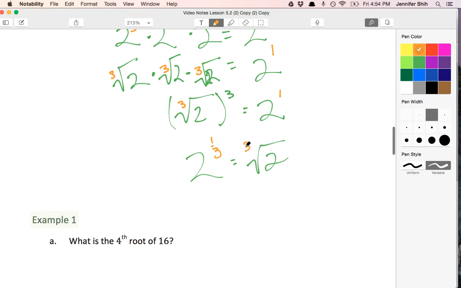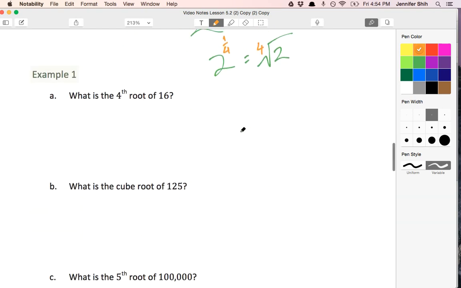If this index here, instead of a 3, was a 4 or a 5, does the 4th root of 2 equal 2 to the 1/4? Yes, it does. And it works for all numbers. So that means 2 to the 1/n will equal the nth root of 2.